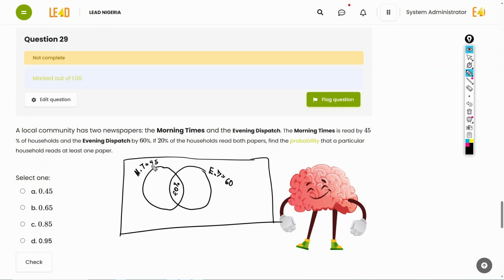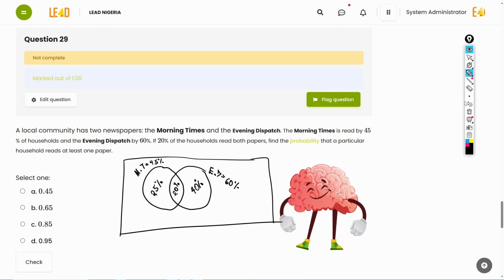So that means the people that read only MT would be 45% minus 20%, leaving me with 25%. And people that read only ED would be 60% minus 20%, giving me what? 40%. The reason is that the 20% occurs in both of them. So to find the section that is only MT, you have to do the total of 45% minus the ones that read both of them. This gives us a clearer picture of the description.